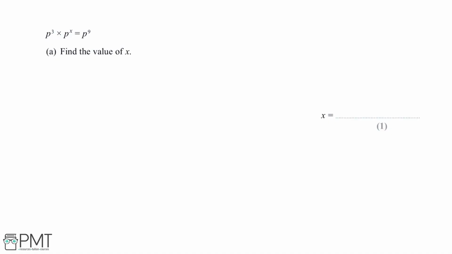P to the power of 3 multiplied by P to the power of x equals P to the power of 9. Find the value of x. So for this question we need to know the algebraic principle that something to the power of x multiplied by the same thing to the power of y will be equal to that number to the power of x plus y. So we can apply this principle to this question.